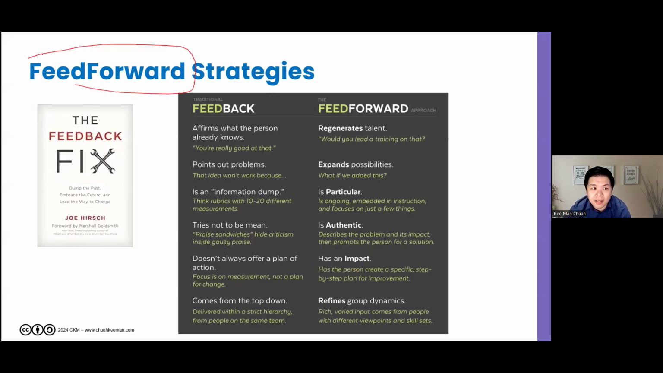Feed forward, as in every time you have the chance to give feedback, try to be more positive, directing them towards the direction already, all right? This is an example summarized by this book. You can go for what if we added this, you can give a bit more, and then describe the problem and the impact, and prompt the student for a solution.